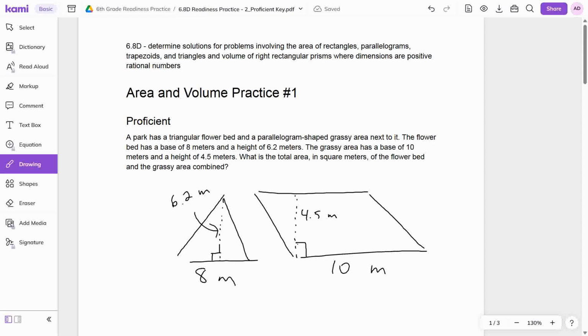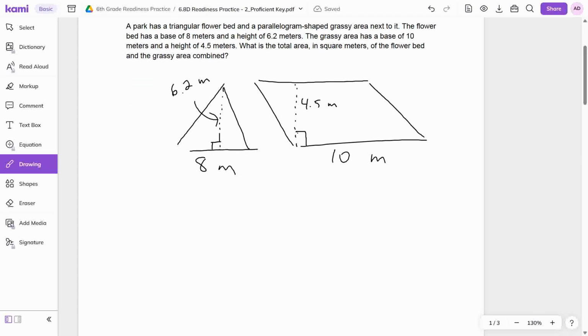Well, let's just multiply, right, and then just add. So my area of my triangle is going to equal 1/2 base times height. So that's 1/2 times 8 times 6.2. All right, I'm just going to take my half of 8, and that's going to be 4 times 6.2. I'll put the parentheses there so it's a little bit cleaner.